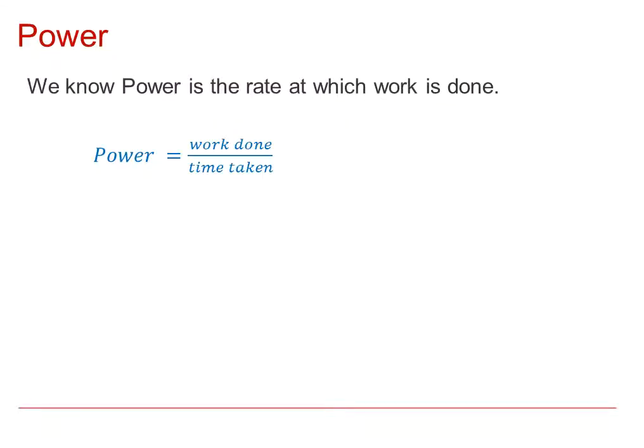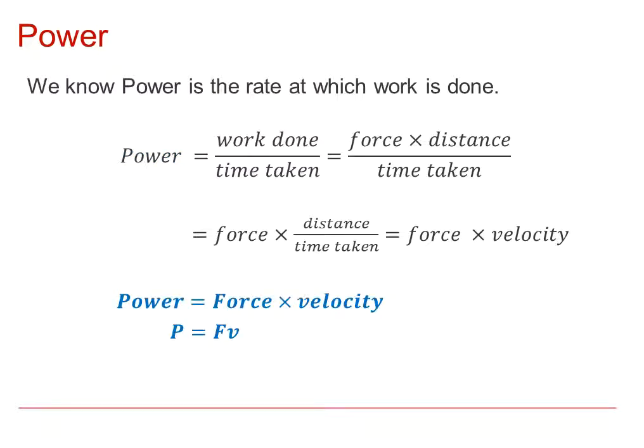We know that power is the rate at which work is done. So power equals work done by the force divided by time taken. However, we also know that work done is force times distance. So the formula can be written as force times distance over time taken, or power equals force times velocity. It's worth pointing out that power is a scalar quantity, and therefore you'd normally be dealing with the speed of the motion rather than the velocity. So P equals F times V.